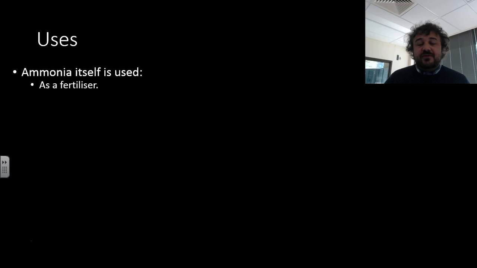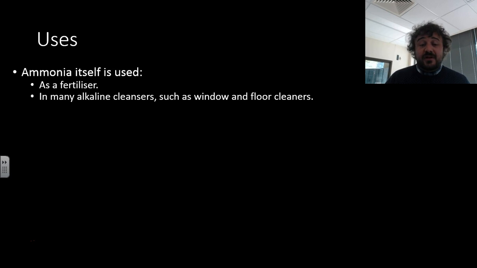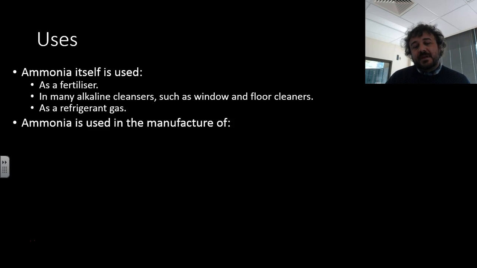Now, what is it actually used for? We use ammonia directly for a fertilizer, as well as in many cleansers. It's really alkaline, so it's quite good at breaking down dirt and dust and whatnot. It's also used as a refrigerant gas, and that's quite interesting, and that's actually quite a large use of it. But we use it in the manufacture, and this is probably the largest use of it.